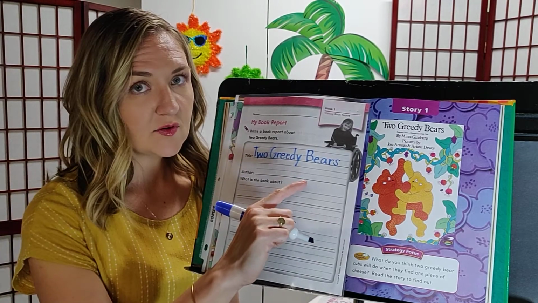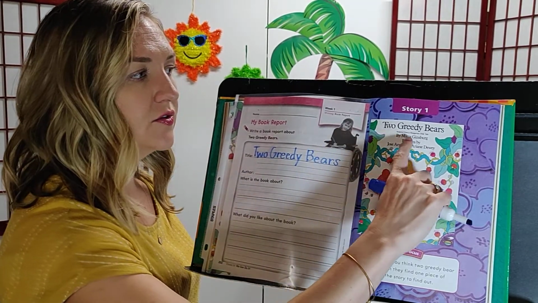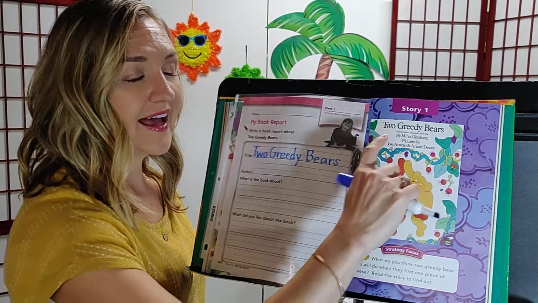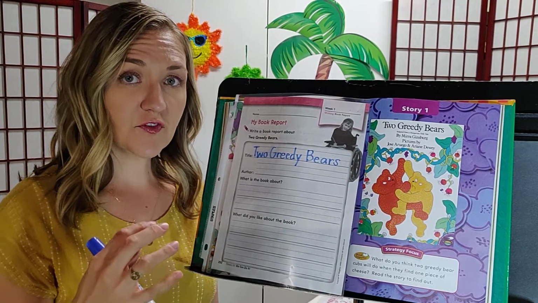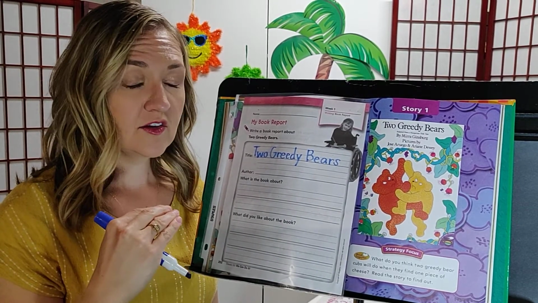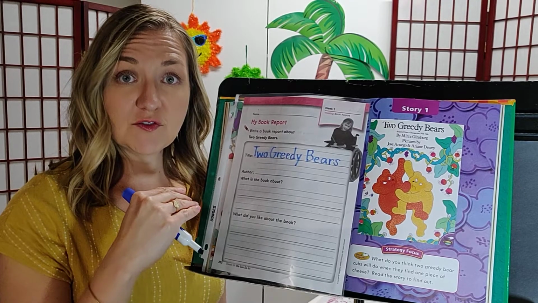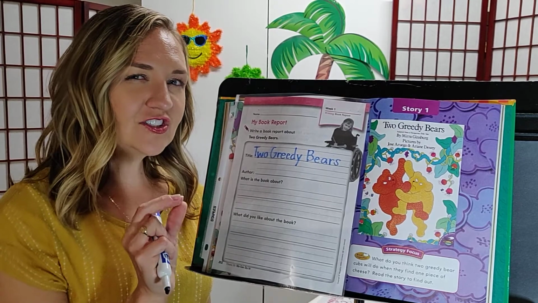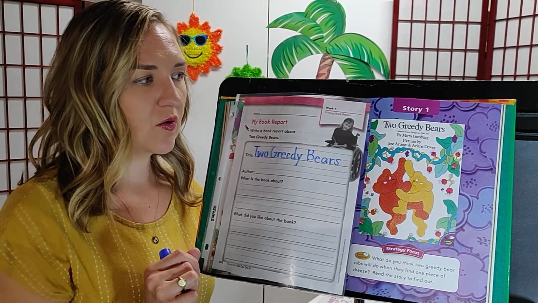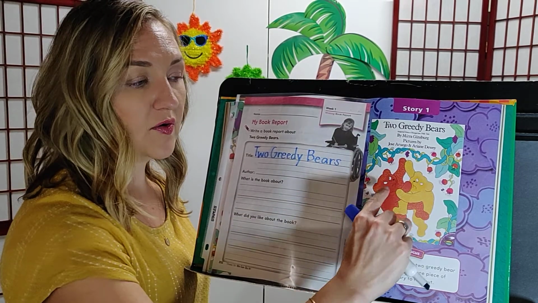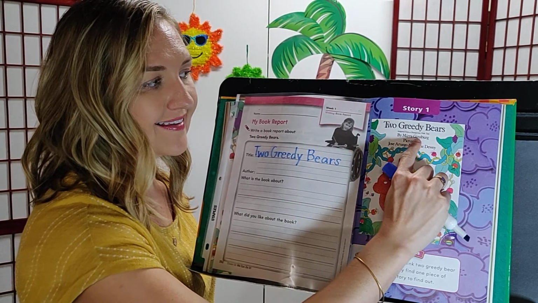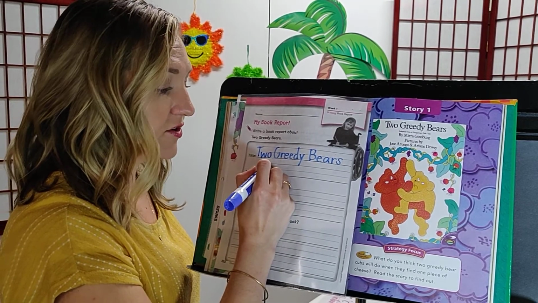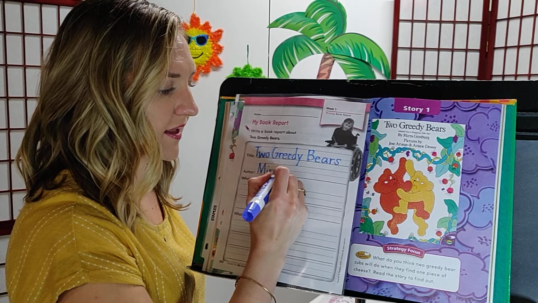Well, I have the textbook right here to help us out because it says Two Greedy Bears adapted from a Hungarian folktale. Adapted means it comes from a Hungarian folktale. So the original story is one of those folktales that's passed down from generation to generation. So maybe it gets changed just slightly each time it gets told. But the author here who wrote it for this book is Mira Ginsburg. So we're going to write her name right here. Again, since this is her special name, she needs to have capital letters.